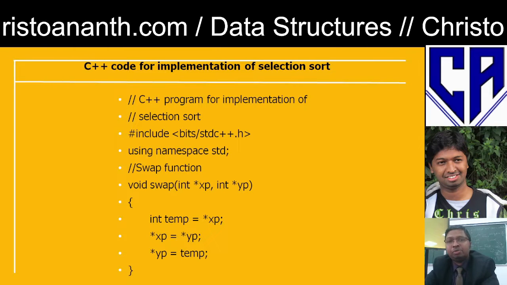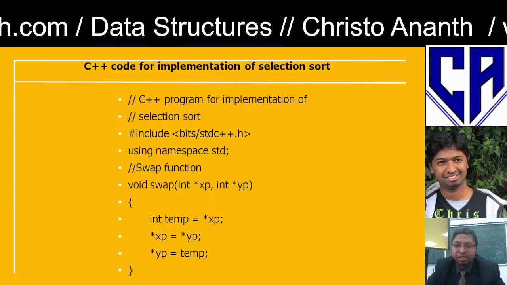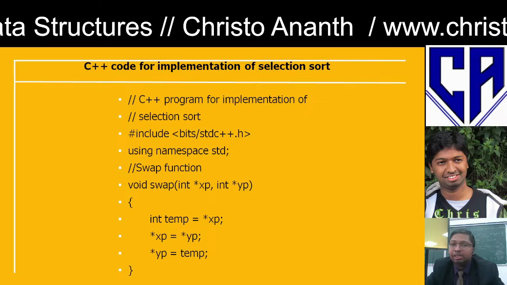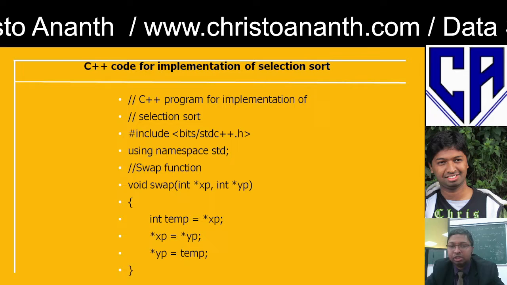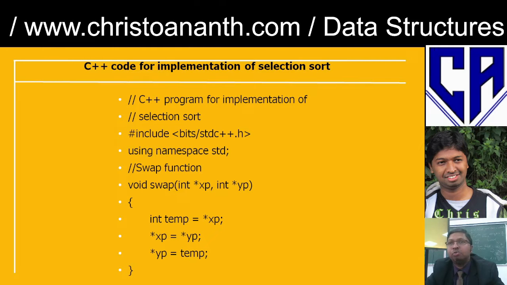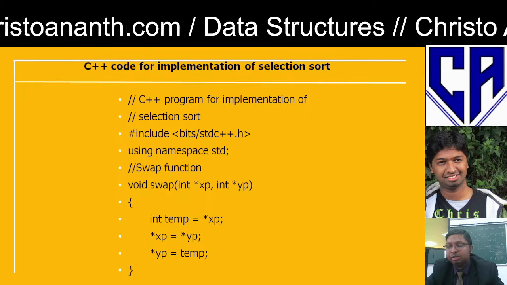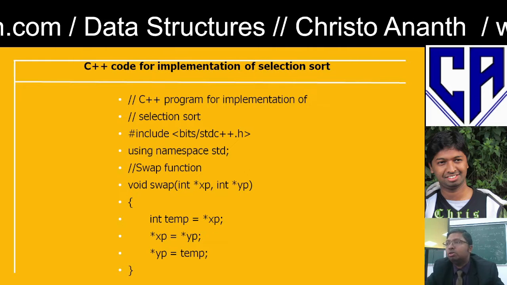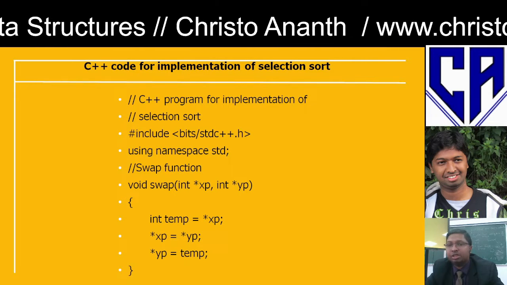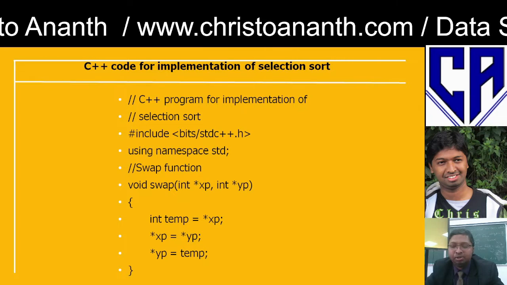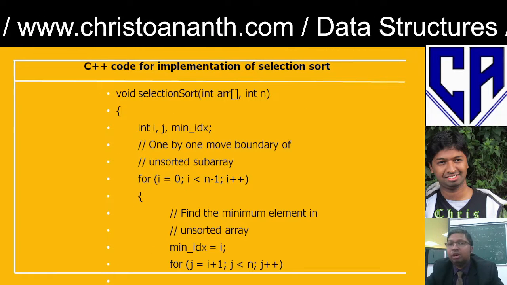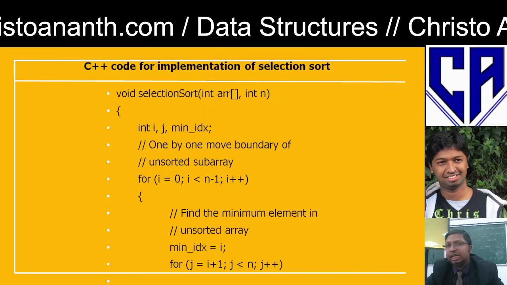So this is a C++ program for implementation of selection sort. You'll have #include <bits/stdc++.h> and using namespace std. Then you write the swap function: void swap(int *xp, int *yp). You assign int temp = *xp, *xp = *yp, and *yp = temp. Okay. Then you go with void selectionSort(int arr[], int n).